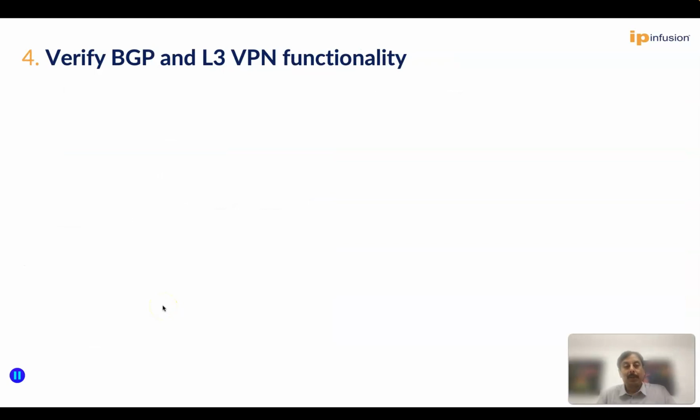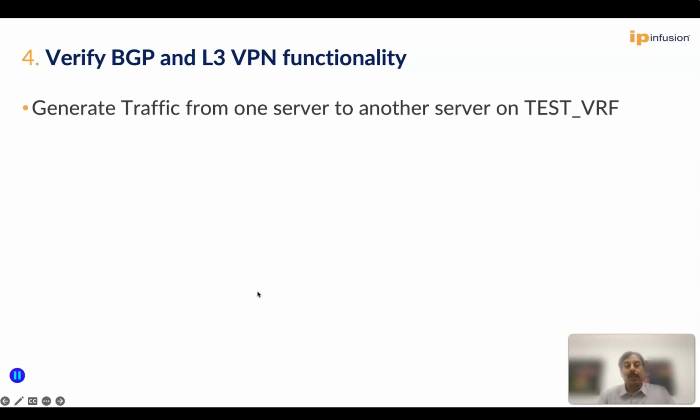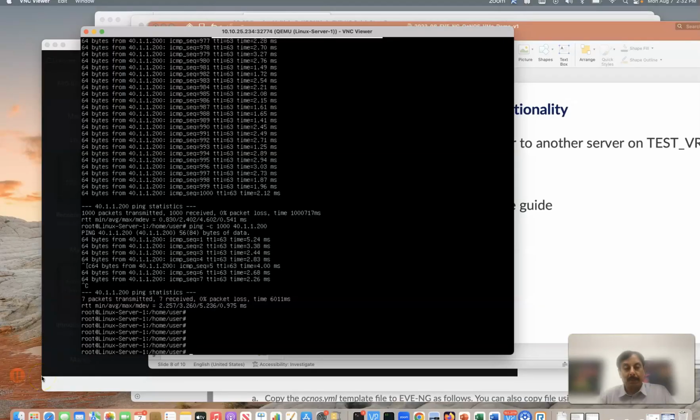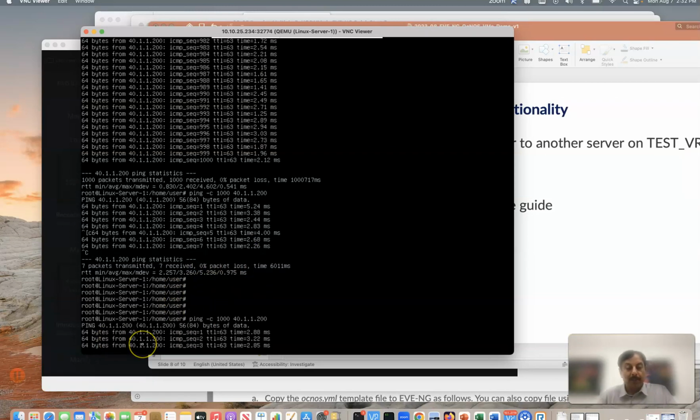Next, we are going to verify BGP and L3 VPN functionality. So we are going to generate traffic from one server going across all the OcNOS nodes to the other server on the other side. So here is the command. This is only one example I'm showing here, but there are a lot of verification commands given in the quick start guide. I double clicked on the server, got the VNC console. Here I'm going to run the command that is given, and you can see traffic is going from end to end.